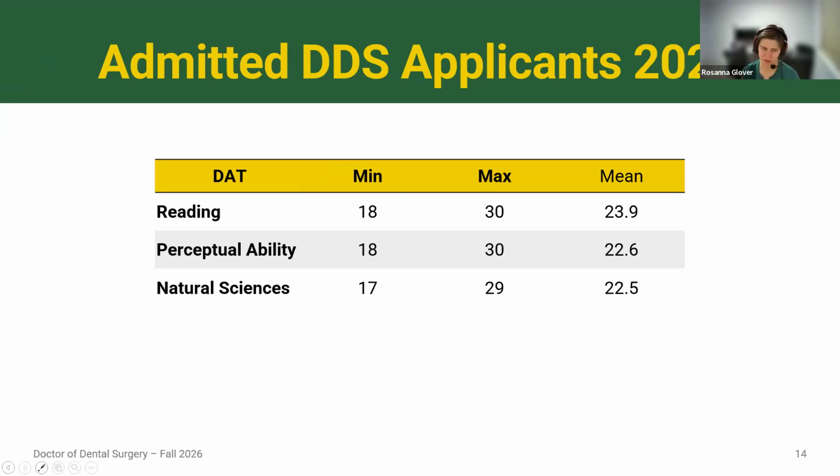So just to give you an idea of scores to aim for, this is the averages and minimums of the 2024 admitted DDS applicants. So you can see that the minimum range is 17 to 18, with some people getting perfect scores, and our average there is somewhere between a 22 to 23. So that's kind of what the competitive DAT is looking like.